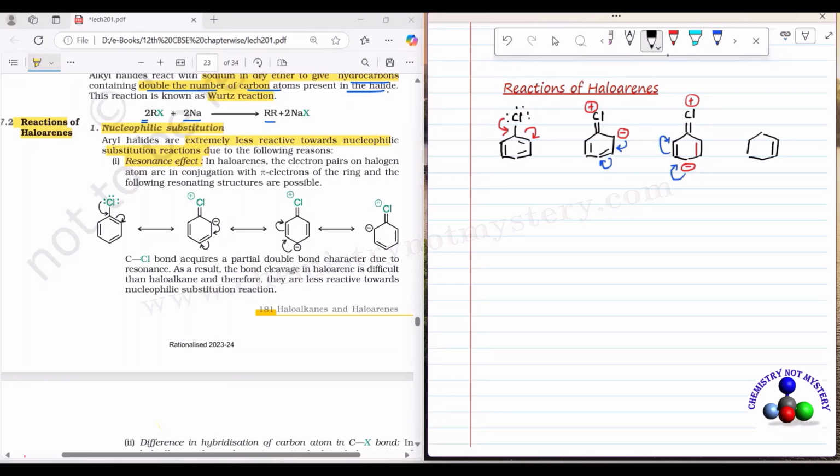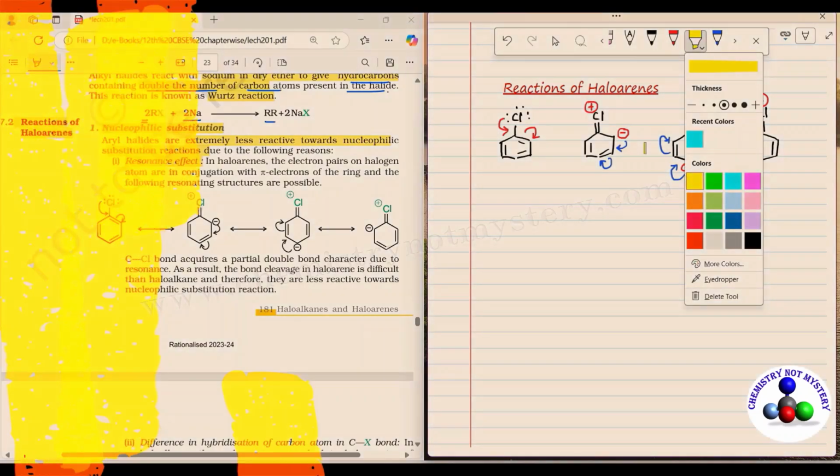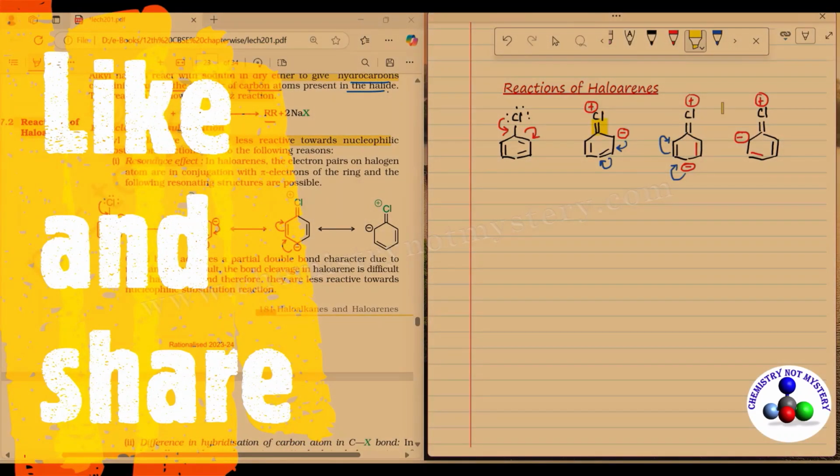In this resonating structure, these two bonds remain as they are. Chlorine already has the positive charge. As the negative charge moves between these two bonds, a new bond will be formed at this position. And as the pi bond moves to this position, a negative charge will be developed at the ortho position. So that's how you will get these four resonating structures. When you observe these resonating structures, you will see the carbon-chlorine bond is a double bond in three resonating structures.